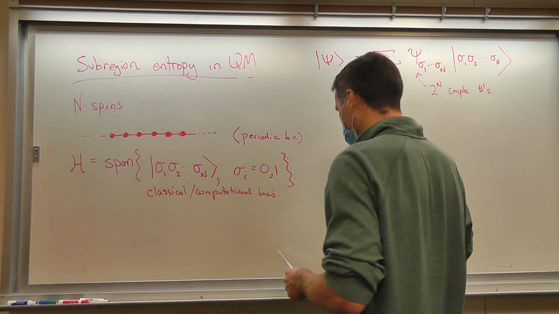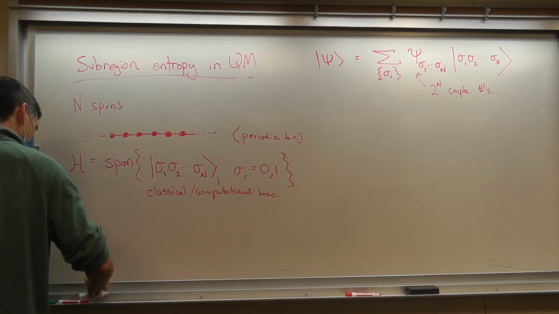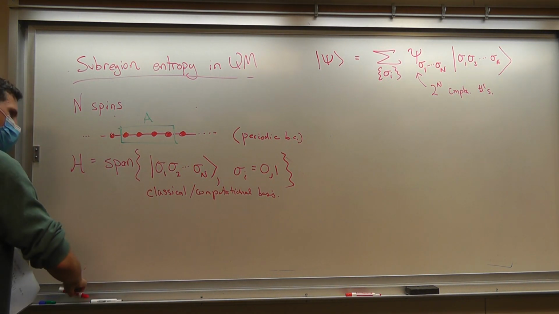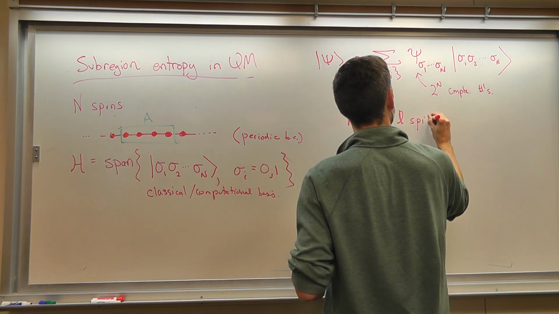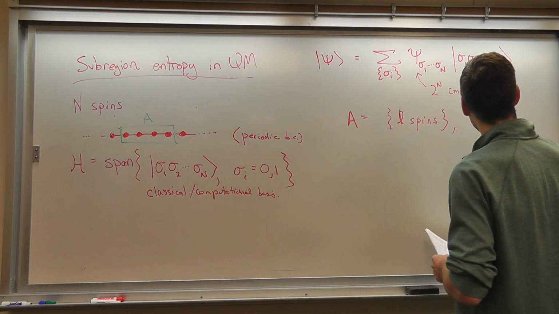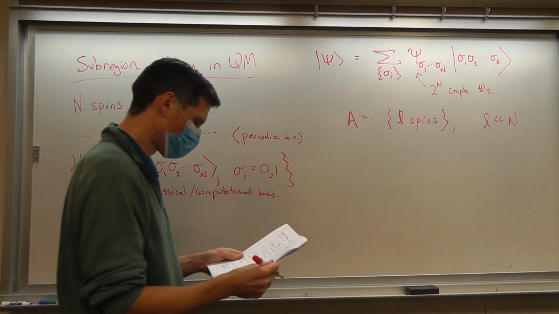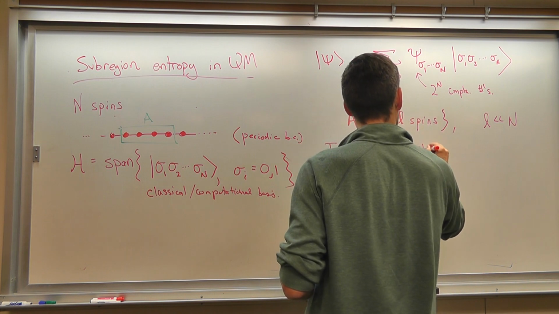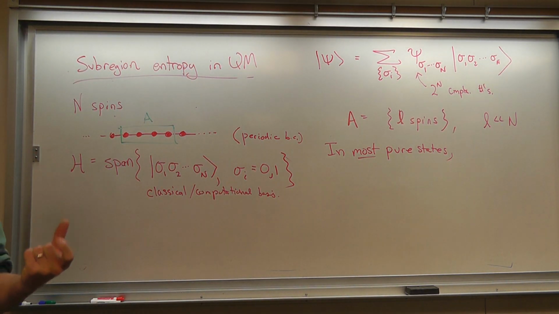Now, we want to talk about subregions. So let me define a region A. Okay, so this is region A, and region A consists of L spins in a row somewhere on the chain, where for now L is much less than N. Now, in most pure states of the full chain, the region A is maximally mixed.